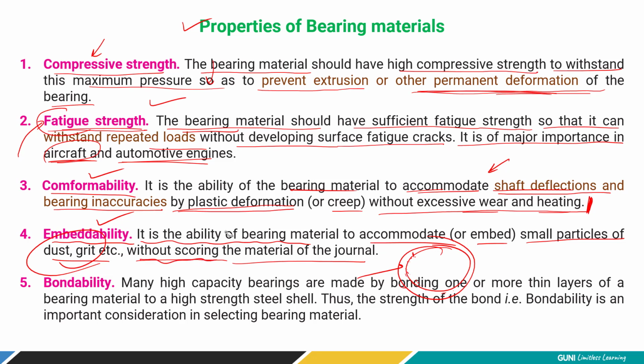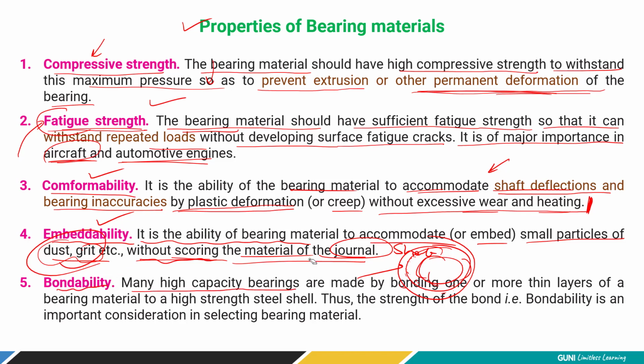Scoring means a kind of lining marks on a material, right? So without scoring the material of the journal, meaning the shaft, it will not allow it to be scratched. Because of this property, it is going to retain and embed this particle. Now fifth is bondability.